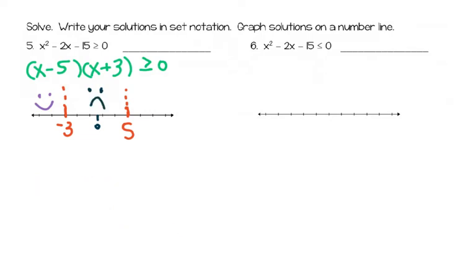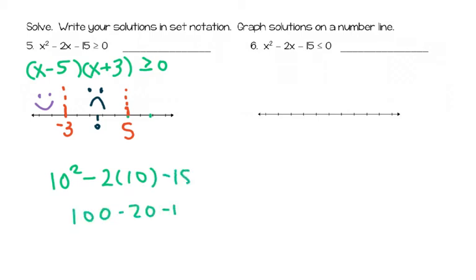Okay, and then I have one more interval to check. So I'm going to check the next one. And so something bigger than 5. Don't pick 5, something bigger. So like 6 or 10. So I'll use 10. So I can do 10 squared minus 2 times 10 minus 15. So that's 100 minus 20 minus 15. Is that greater than or equal to 0? That is. So I put a little happy face there.